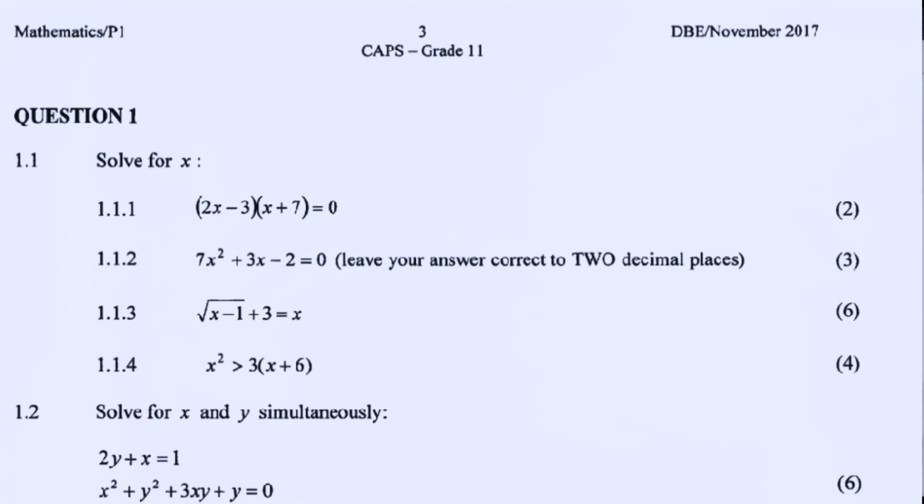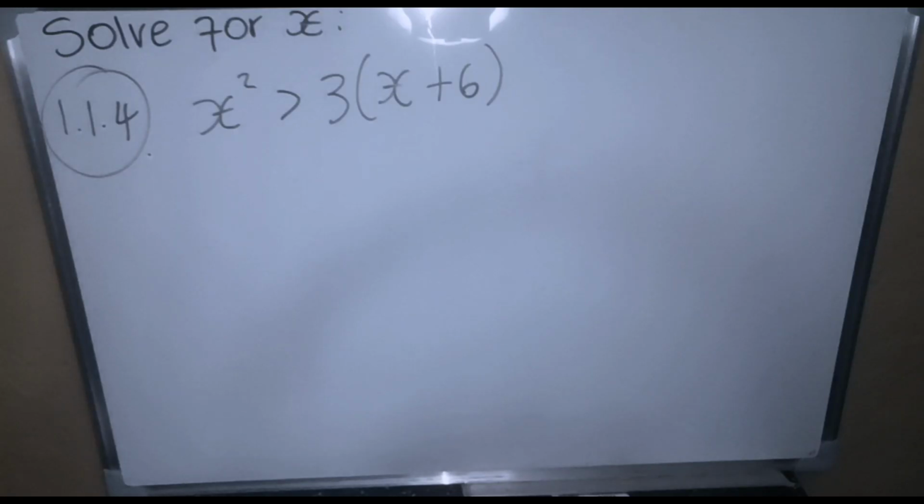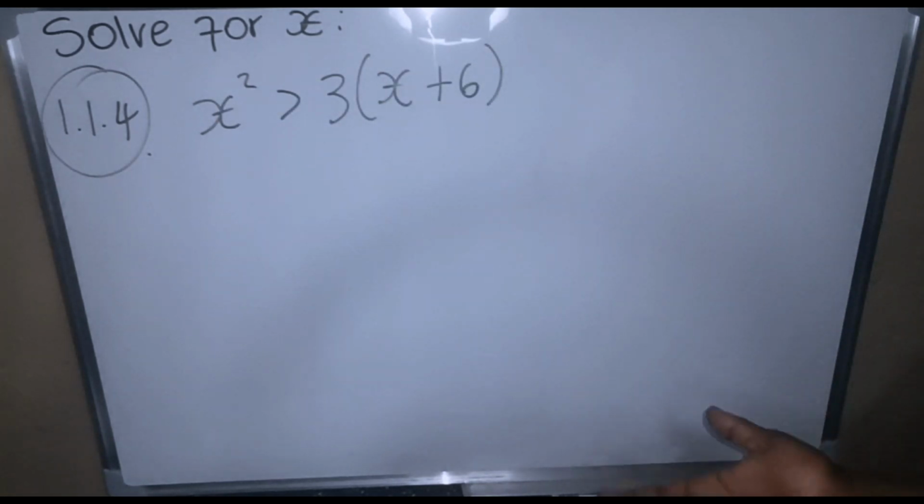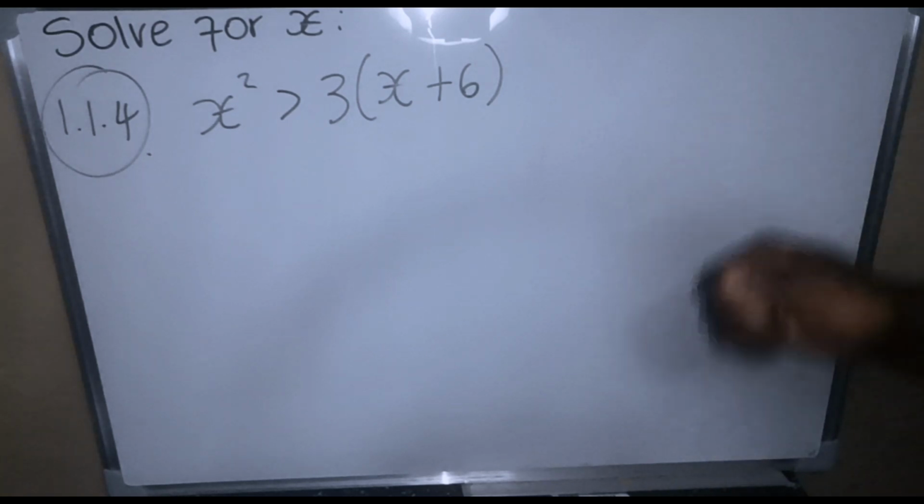inequality, x squared is bigger than 3x plus 6. Very important. Now, for us to solve for x, or to solve for inequality, make sure that if we've got a squared here, it's a quadratic by default. Make sure that 0 is left alone on one side.